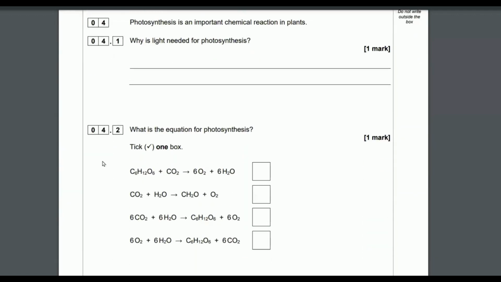Right, question 4. Photosynthesis is an important chemical reaction in plants. Why is light needed for photosynthesis? So what is light? It provides the energy. Remember, photosynthesis is an endothermic reaction. So it provides the energy or activation energy. Gets the reaction going, right?